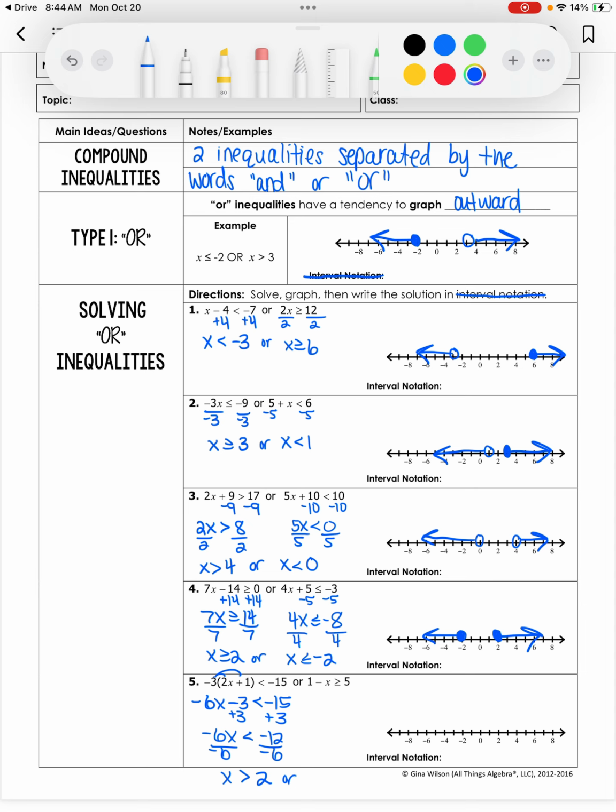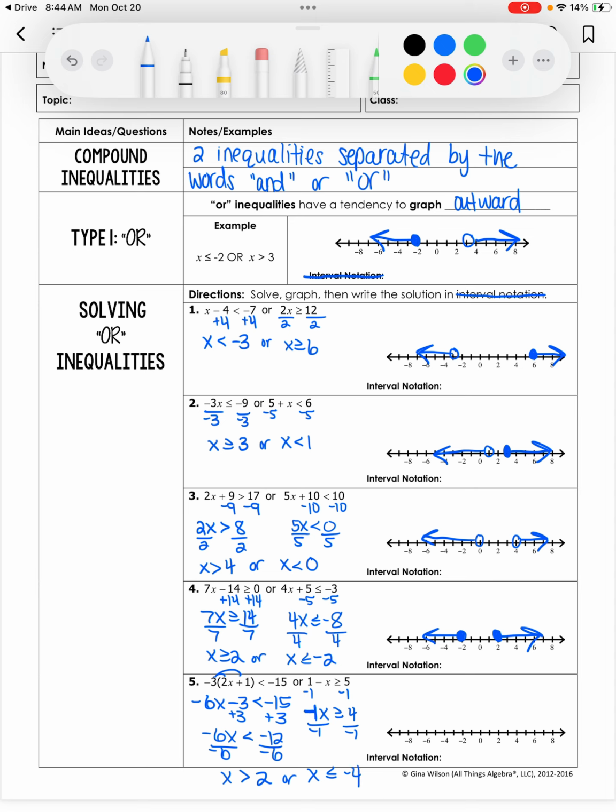Or the other one, 1 minus x is greater than or equal to 5. We would subtract 1 here and here. We get negative x is greater than or equal to 4. And we need this negative to go away. So the only way we can do that is by either dividing or multiplying by negative 1. There's technically, it's negative 1x. So I like to divide both sides by negative 1. And when I do that, I will flip the sign. So it goes from a greater than or equal to a less than or equal to. 4 divided by negative 1 is negative 4.